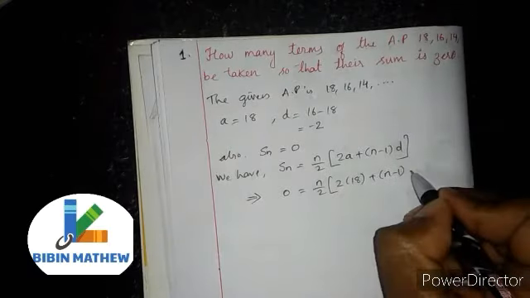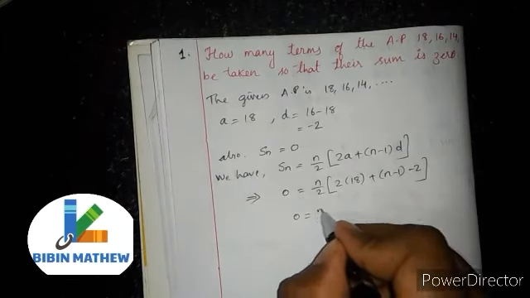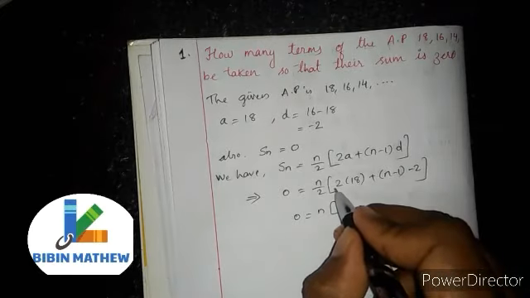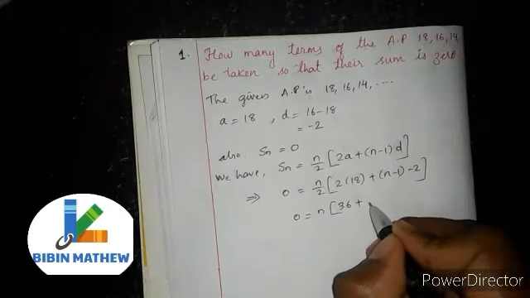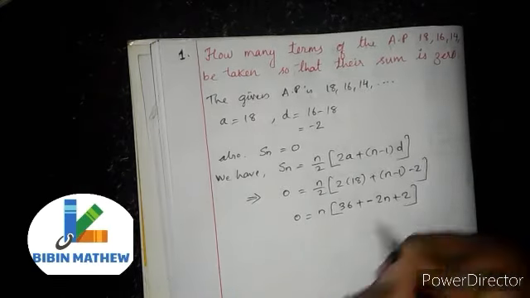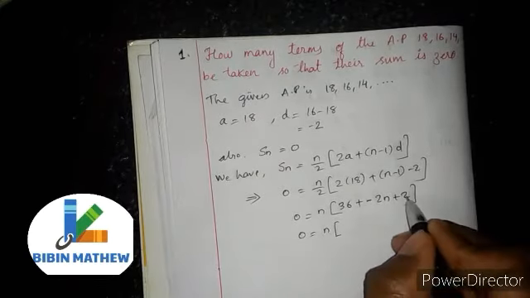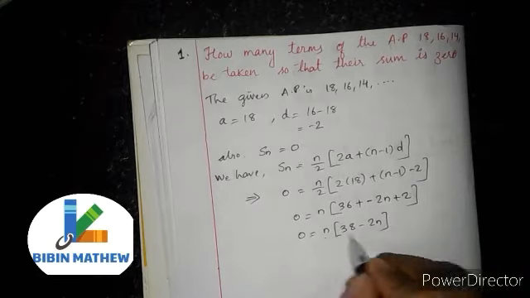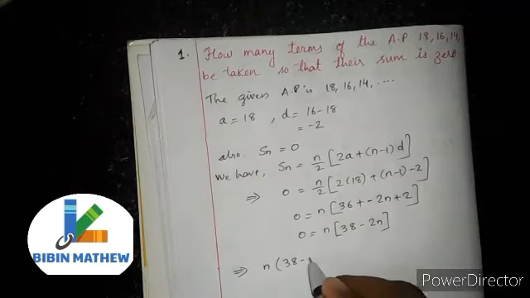It is minus 2. So here, cross multiplying, 0 into 2 is 0 itself, and n into (2 into 18). You have to multiply them, and that answer you have to write down. So it is 36 plus, here minus 2 into n is minus 2n, then again minus 2 into minus 1 is plus 2. So again 0 is equal to n into, here you can see 36 plus 2 is 38 minus 2n, bracket closed. Now I'm just writing this in the normal form: n into (38 minus 2n) is equal to 0.